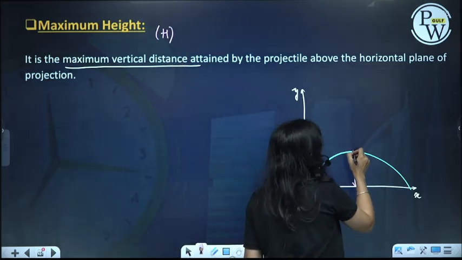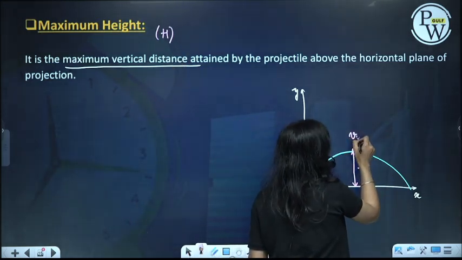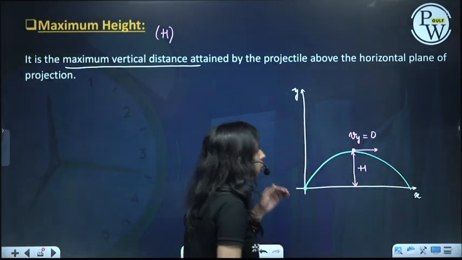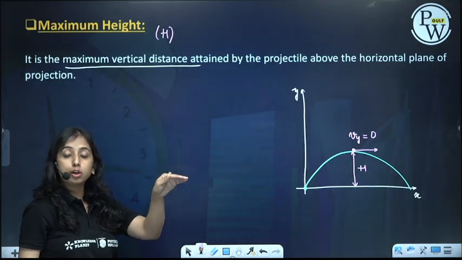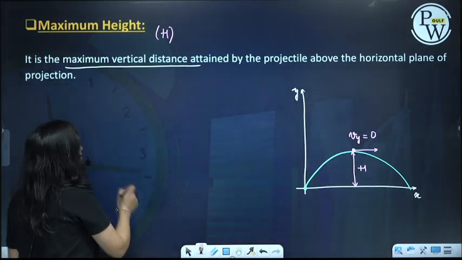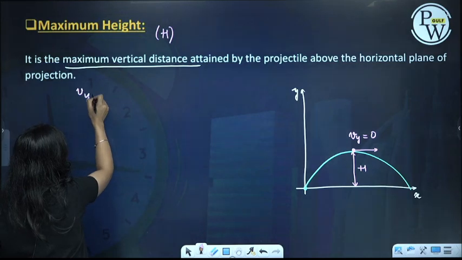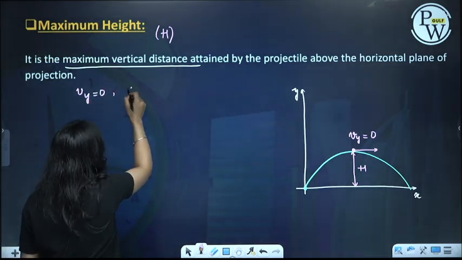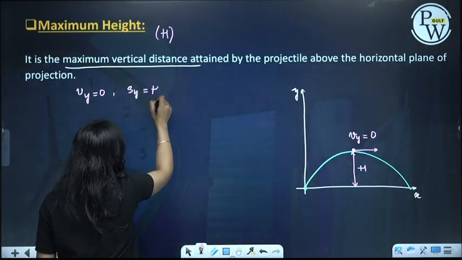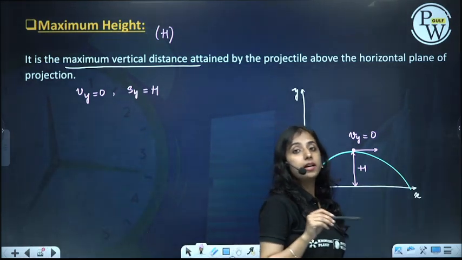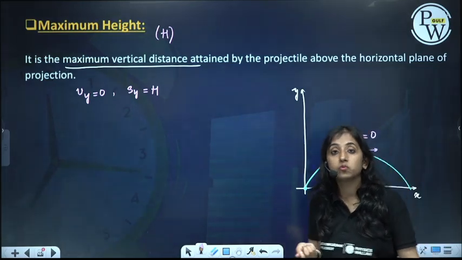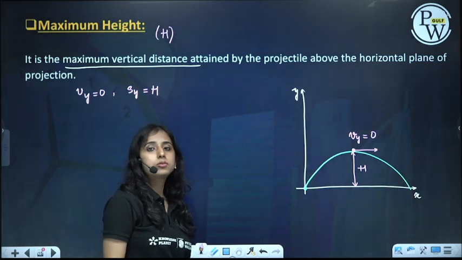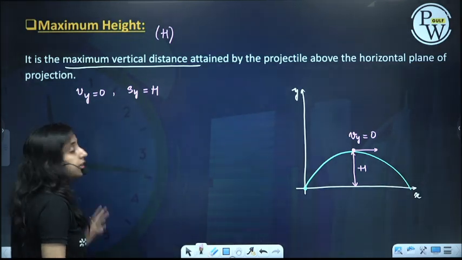Now at the point of maximum height, Vy will become 0 and the velocity will become tangent to the path, with Vy equal to 0. So Vy will become 0 when we have Sy equal to H. So use the equation Vy square minus Uy square is equal to 2ay into Sy, that is, V square minus U square is equal to 2as in the vertical direction.